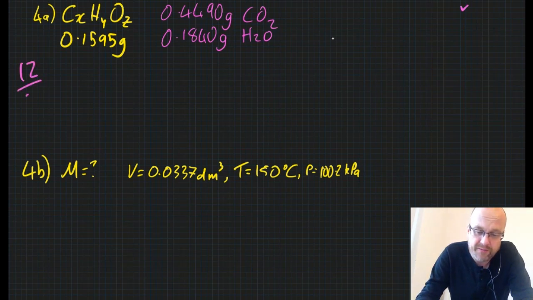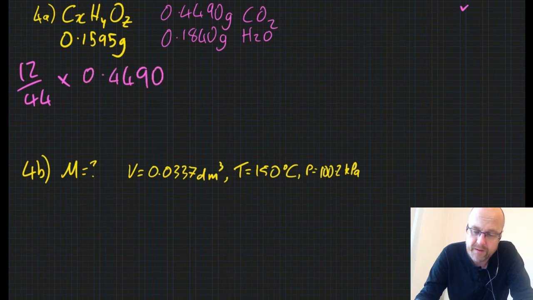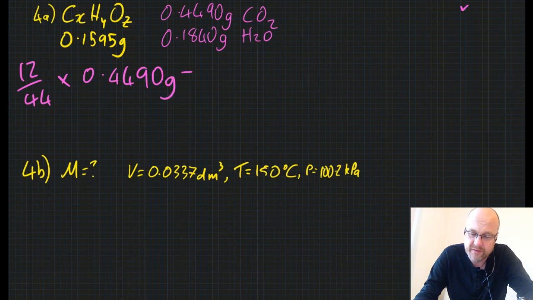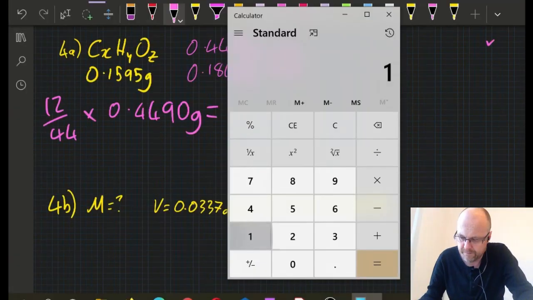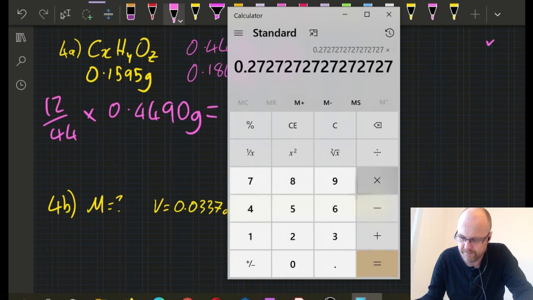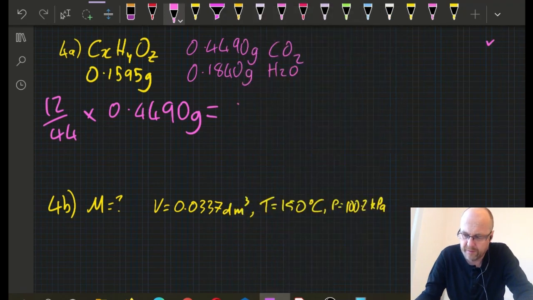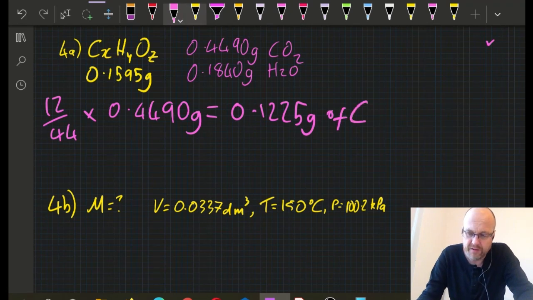So how do you work out the mass of carbon in carbon dioxide? Well, it's going to be 12/44. How do I get 12/44? Well, the molar mass of carbon is 12, the molar mass of carbon dioxide is 44, so 12/44 of the mass. So this is going to be the mass of carbon: 0.1225 grams of carbon.